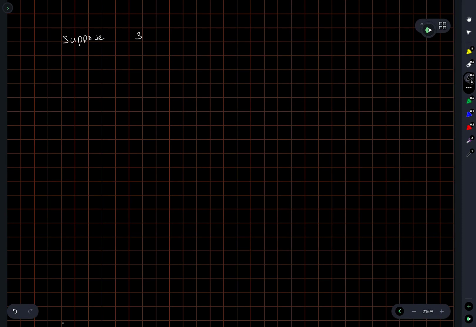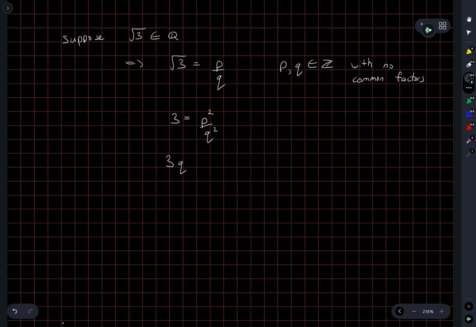So we're going to suppose that the square root of 3 is rational. This means the square root of 3 can be written as p divided by q, with p and q integers with no common factors. But this means that 3 is equal to p squared divided by q squared. So 3q squared is equal to p squared.